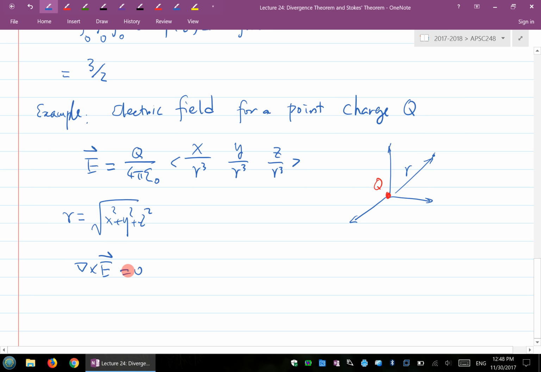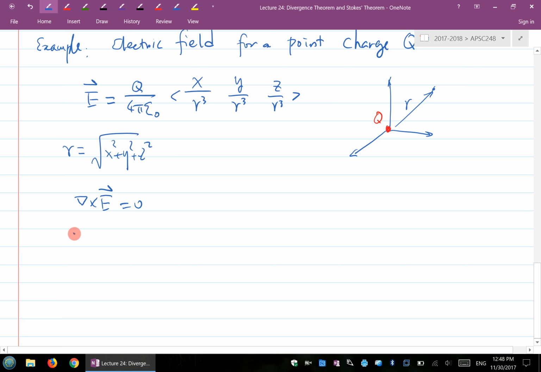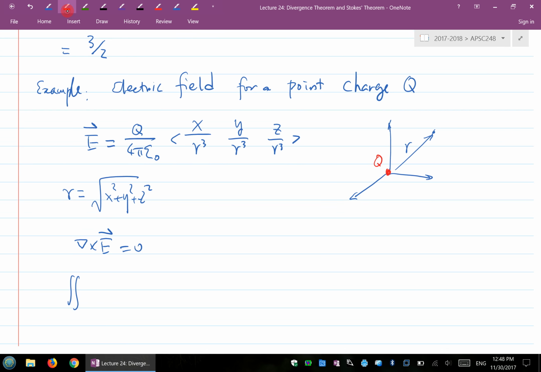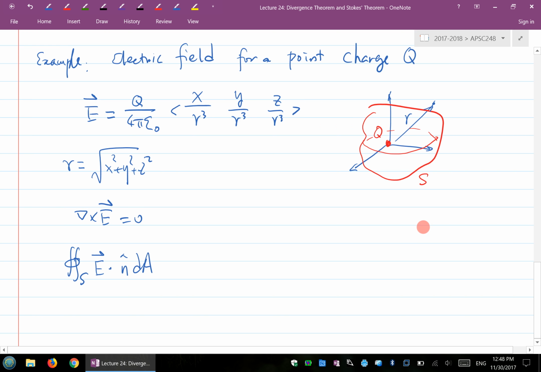Okay, so you can verify it. It's 0, huh? You can verify it. Okay, so now I will do something like this. Let's say I have a sphere or some sort of a ball containing this charge here, containing the charge. So here's your surface S. If I'm going to calculate this surface integral, so basically calculate what is the total flux out of this surface S here, right?